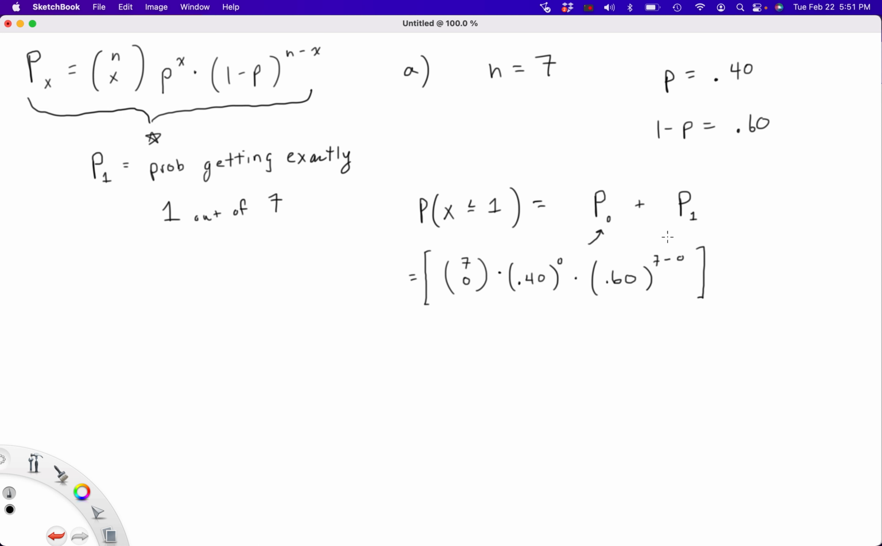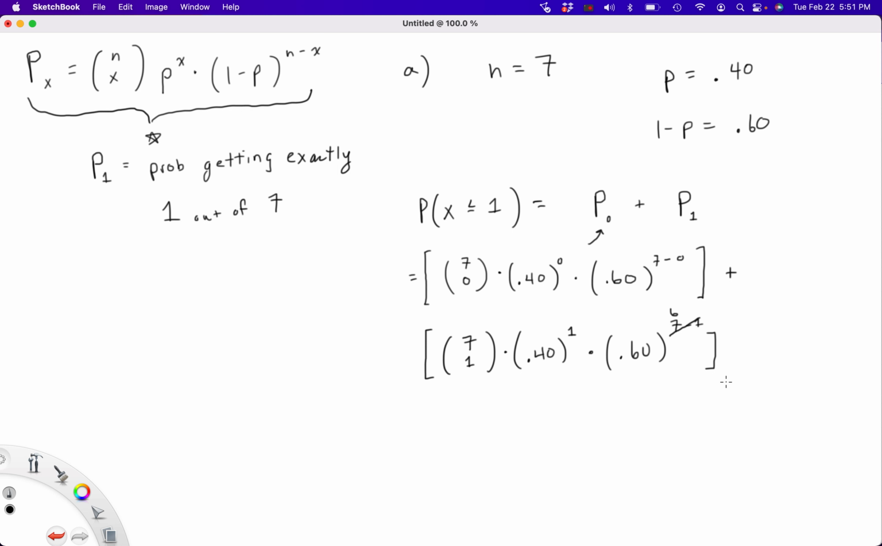But okay, and now we're gonna have to add to this the probability for 1, and that's gonna be very similar. We'll use the top left formula: 7C1, 7 choose 1, times 0.40 to the first, times 0.60 to the 7 minus 1, which happens to be equal to 6. So this will simplify to 6. Okay. Actually, yeah, I'll just put a line through this, and this is equal to 6.